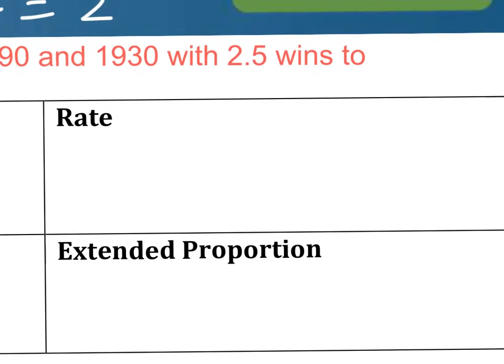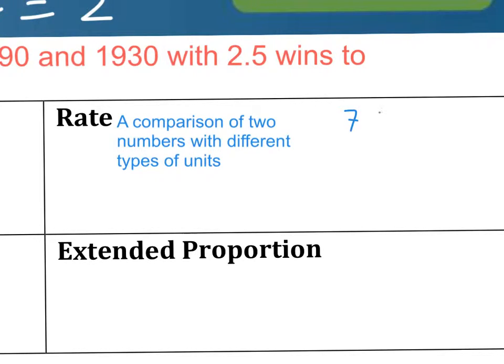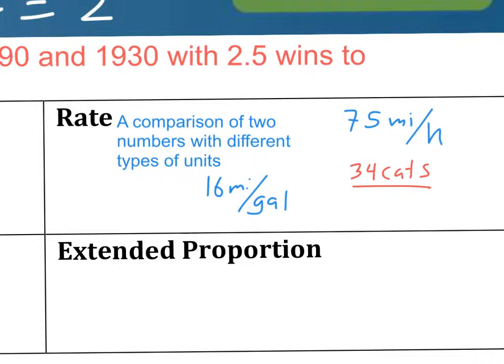A rate, on the other hand, is a comparison of two numbers with different units. So, for example, you're driving on the highway at 70 miles per hour. That's per 1 hour. Or you get 16 miles to the gallon. And notice these are called unit rates, because there's a 1 in the denominator that we're not mentioning. But it doesn't have to be a 1. I could say something like this: I get 34 cats for $100. So that would be a rate, about how many cats you can get in $100.